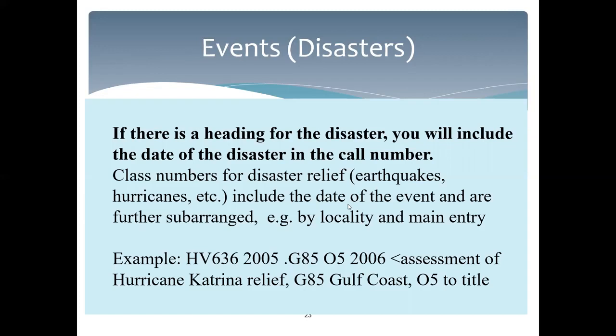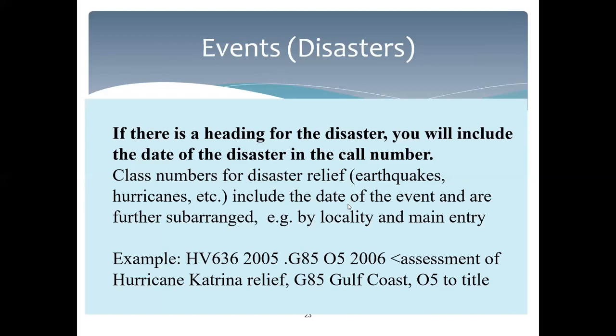So class numbers for disaster relief, earthquakes, hurricanes, etc., include the date of the event and then are further sub-arranged by locality and main entry. So for disasters, because they happen at a particular time, and in cataloging we only look at the year, we don't get down to the date and the time of day and all that kind of stuff, so we're only year focused. But then we also look at where it happened. So we do both of those kinds of things.